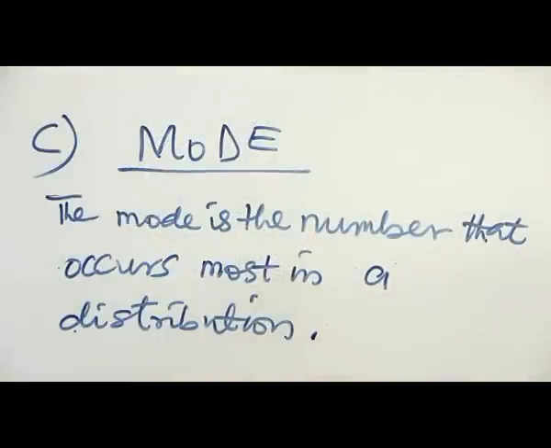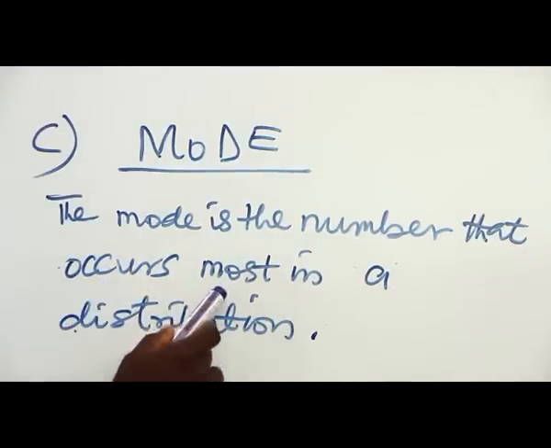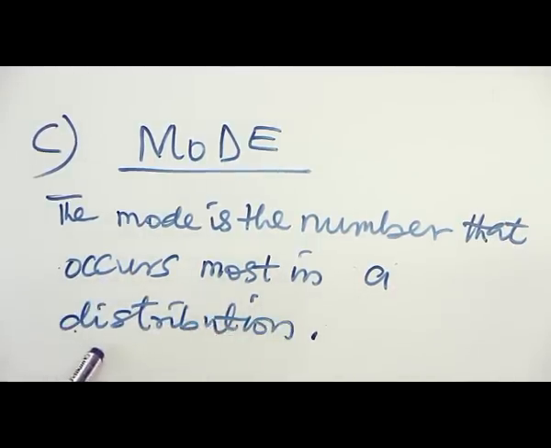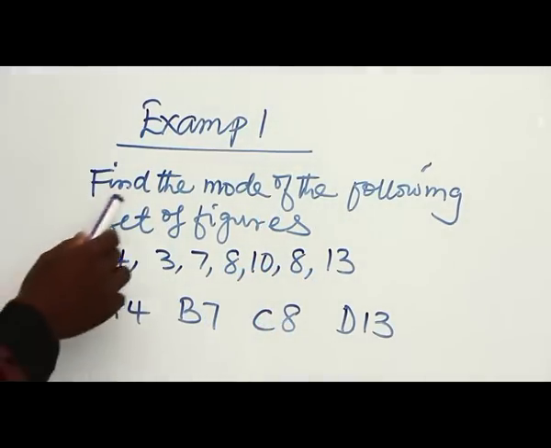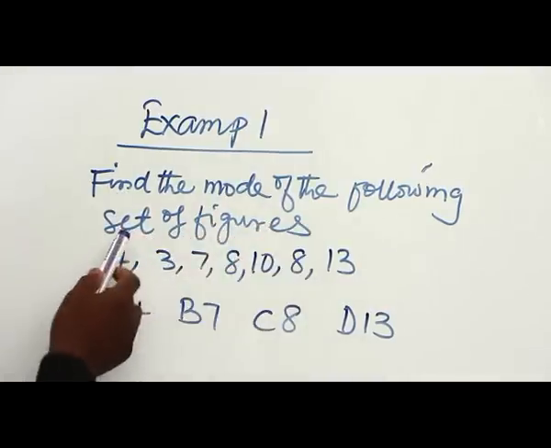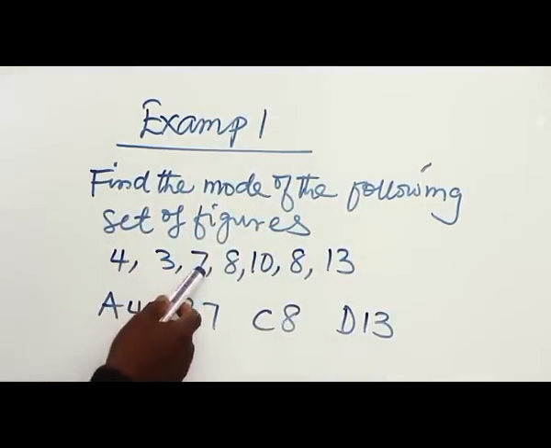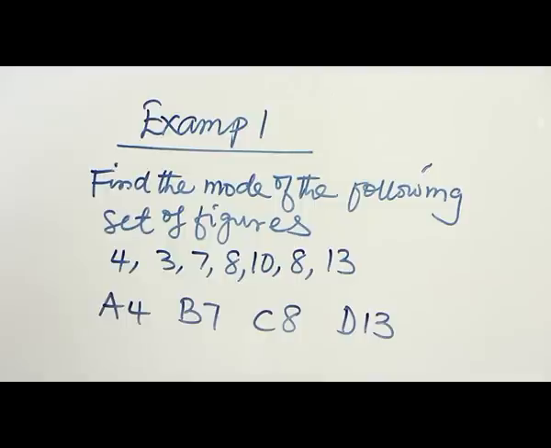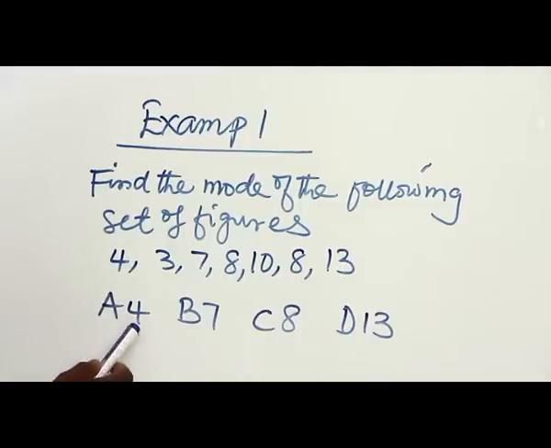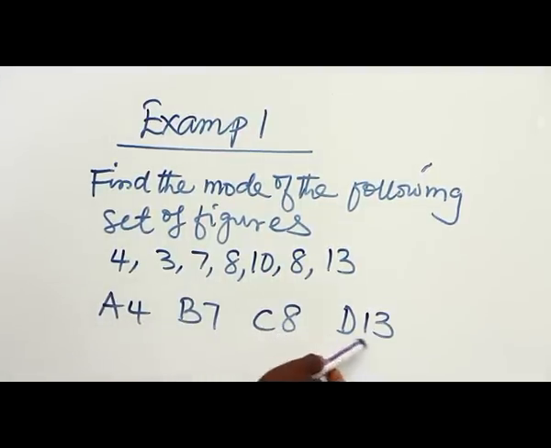C. Mode. The mode is the number that occurs most in a given distribution. Example 1. Find the mode of the following set of figures: 4, 3, 7, 8, 10, 8, 13. Options: A, 4, B, 7, C, 8, D, 13.